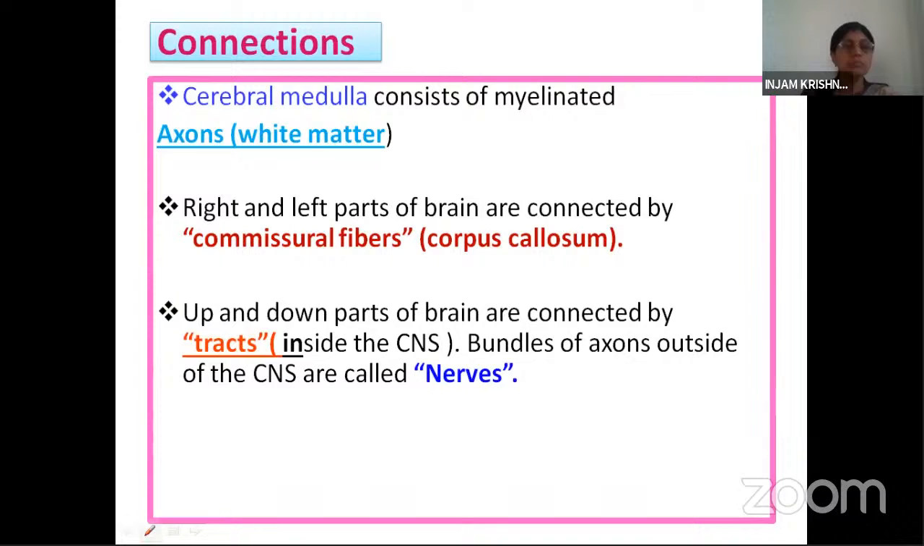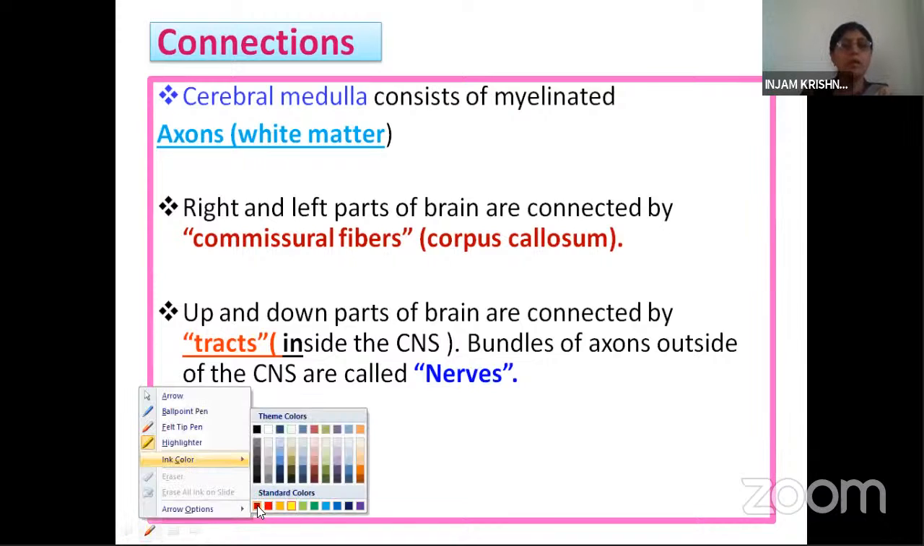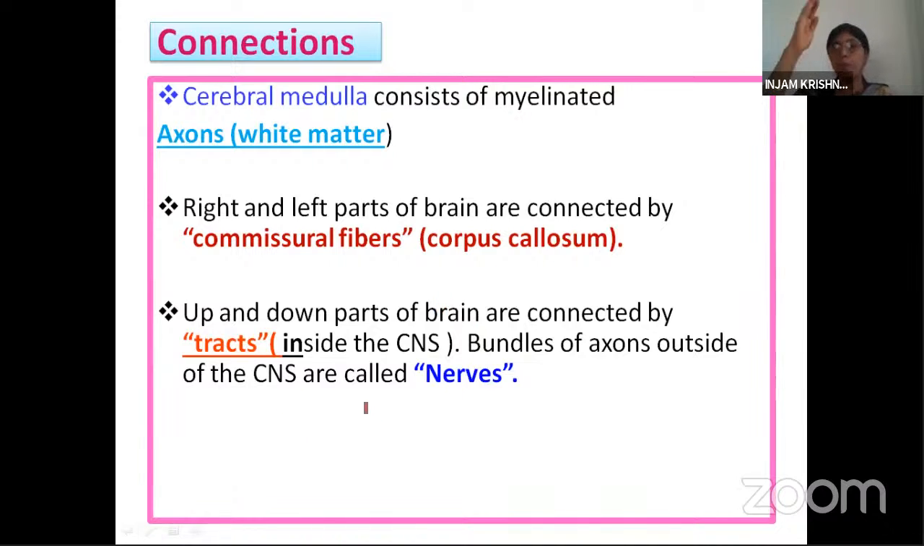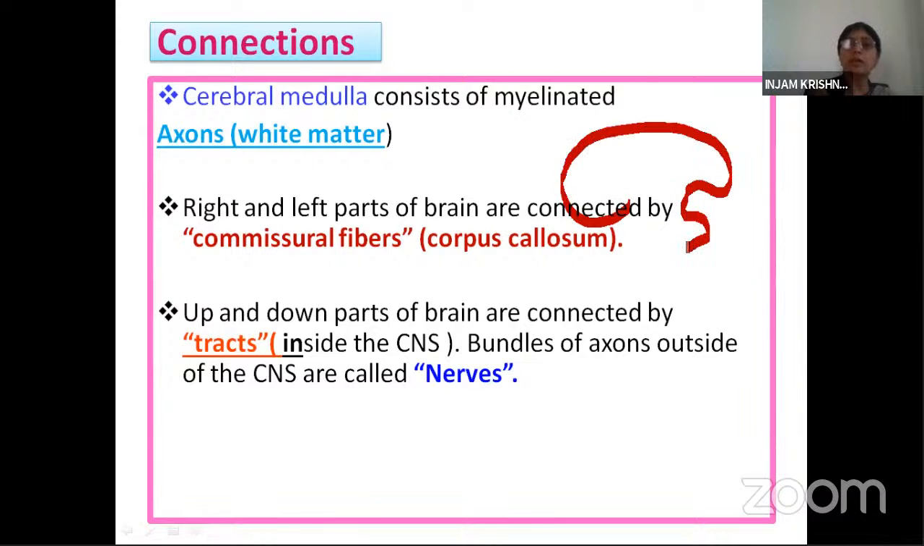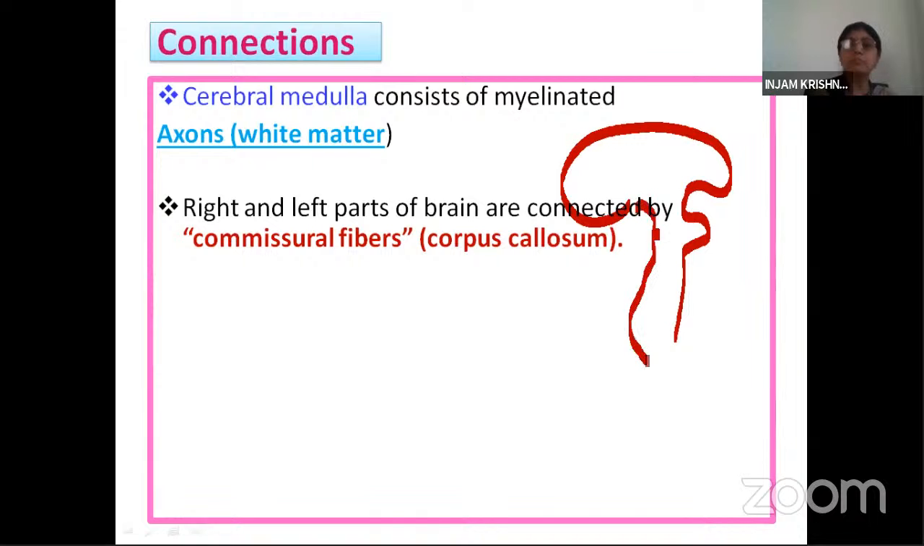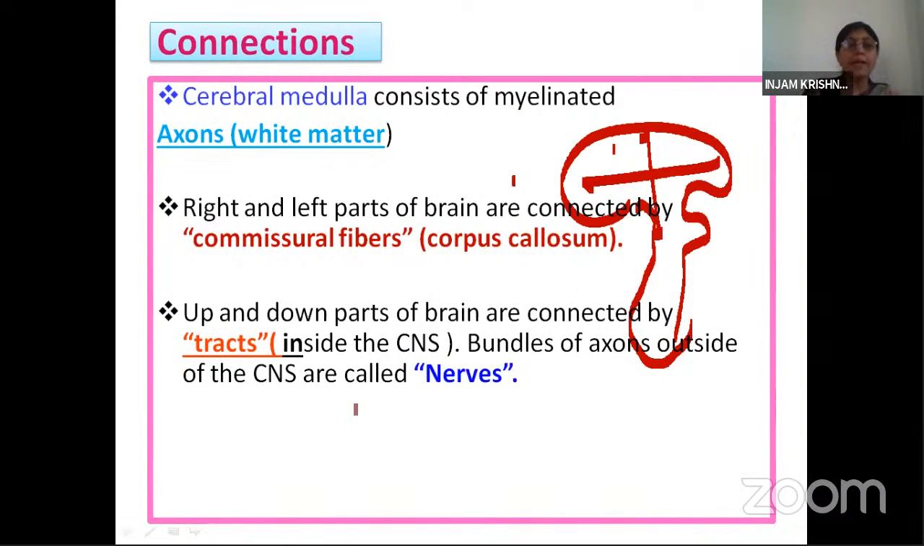And then the other one is up and down. Up and down parts of the brain are connected by tracts. This is the superior part, this is the inferior part, up and down. They are called tracts. If we can draw here, for example, this is the brain. This is right and left, and up and down means like this. These are connected by tracts. Even these are also bundles of axons, but we have given another name, that is tract.